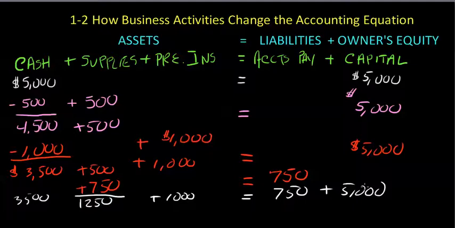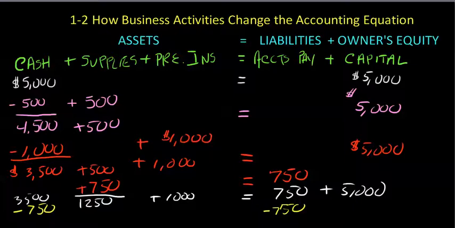Then our final transaction is we paid cash on account. So let's say we're going to pay off this balance that we had in supplies. So we would subtract $750 from cash, and we'll eliminate the $750 that we owed on account.